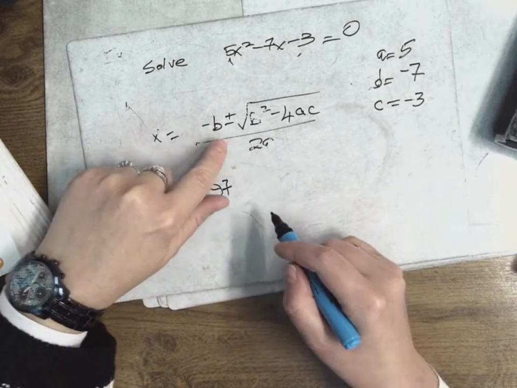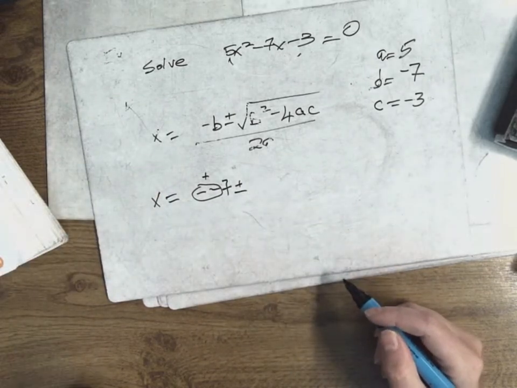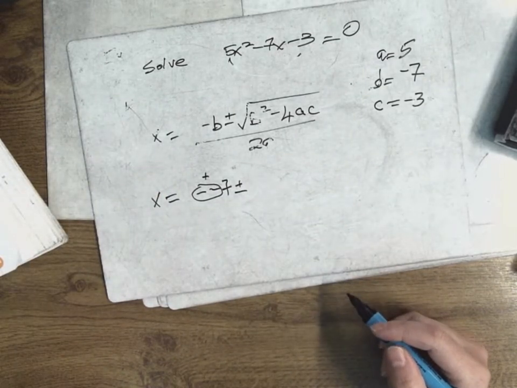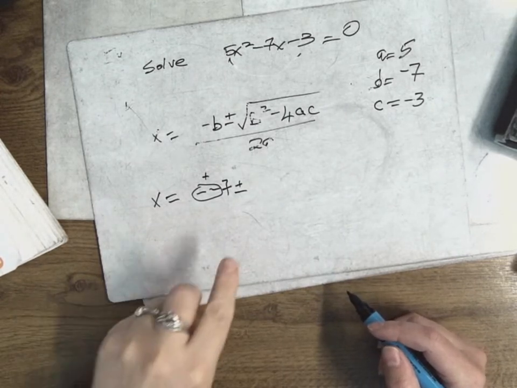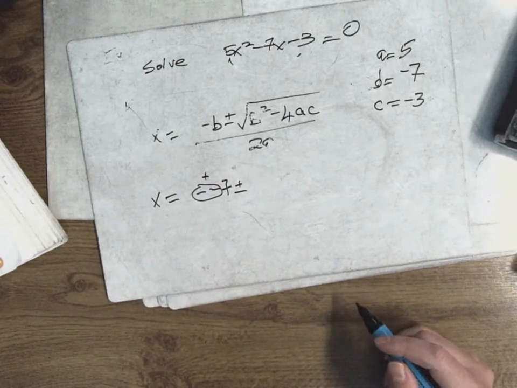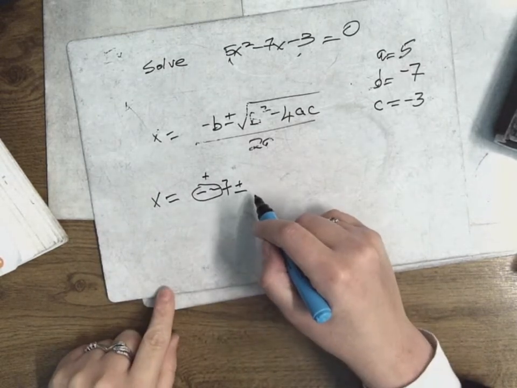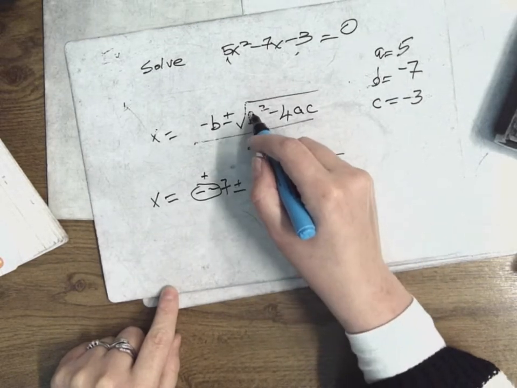Now, this here is plus minus. That means it can be a plus or it can be a minus, because you know the way you have to get 2 answers. So at the very end, I'm going to get 2 answers. One is going to be, I'm going to put a plus in there, and the other answer, I'm going to put a minus in there. Anyway, square root of B squared. So B, what's B?